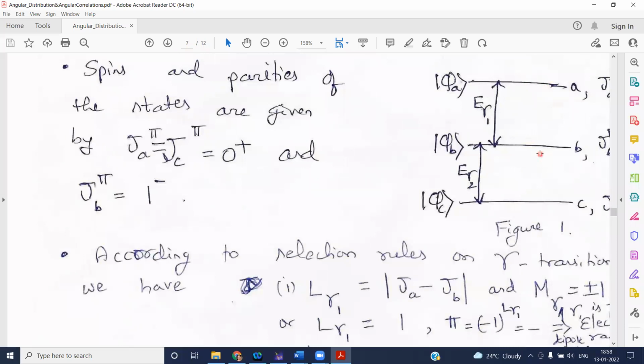Similarly, you will see that B to C is also an electric dipole radiation. So I have 2 dipole radiations, but different energy values. E gamma 1 need not be equal to E gamma 2. In most cases, E gamma 1 is not equal to E gamma 2. 2 different energy gamma rays of electric dipole variety are emitted in such an energy scheme.